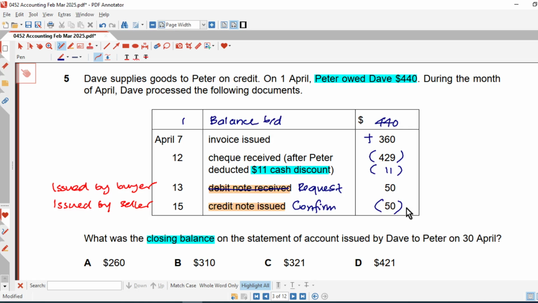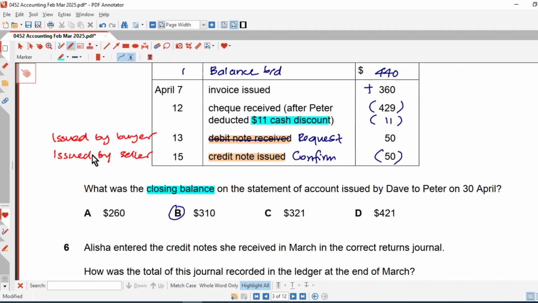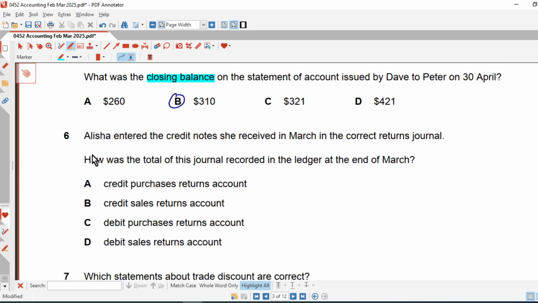So after you've done all your calculation, plus 360 minus 429 minus 11 minus 50, you should be left with a balance of $310. That is your final answer. Let me move on to the next question.